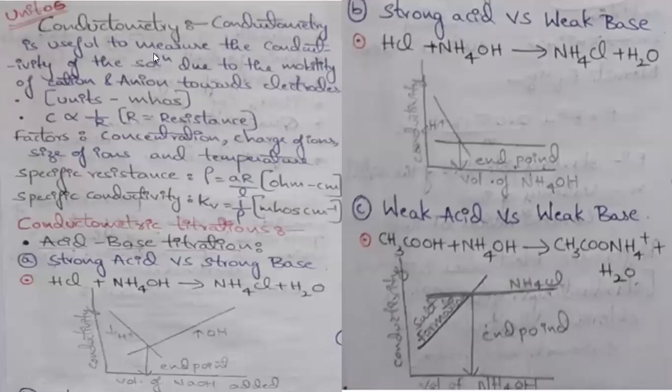So what is conductometry? The name itself indicates that metry means measuring, and conductor means conductivity. By using this analytical technique, we are measuring conductivity values of the solution. This conductometry is very important. Why? Because we are quantifying the sample. So this is a quantitative method.